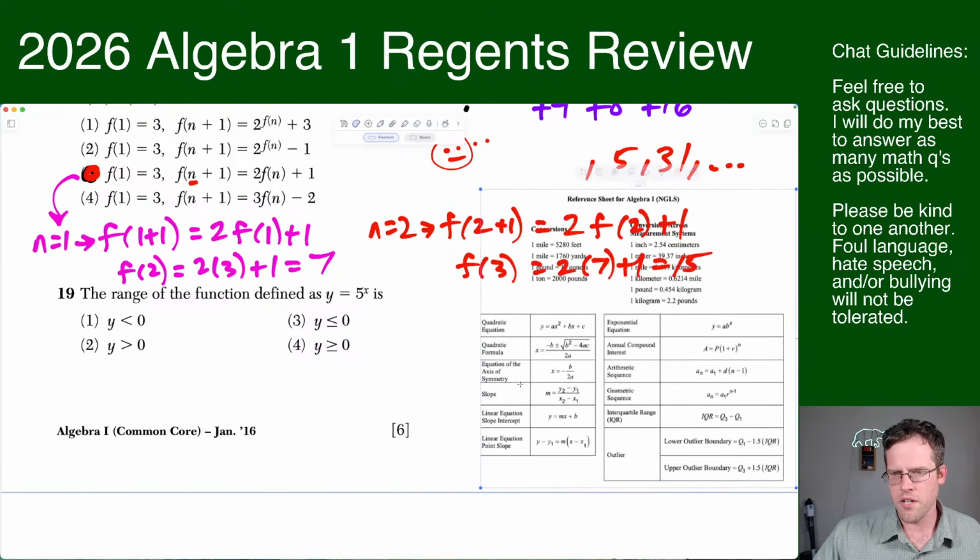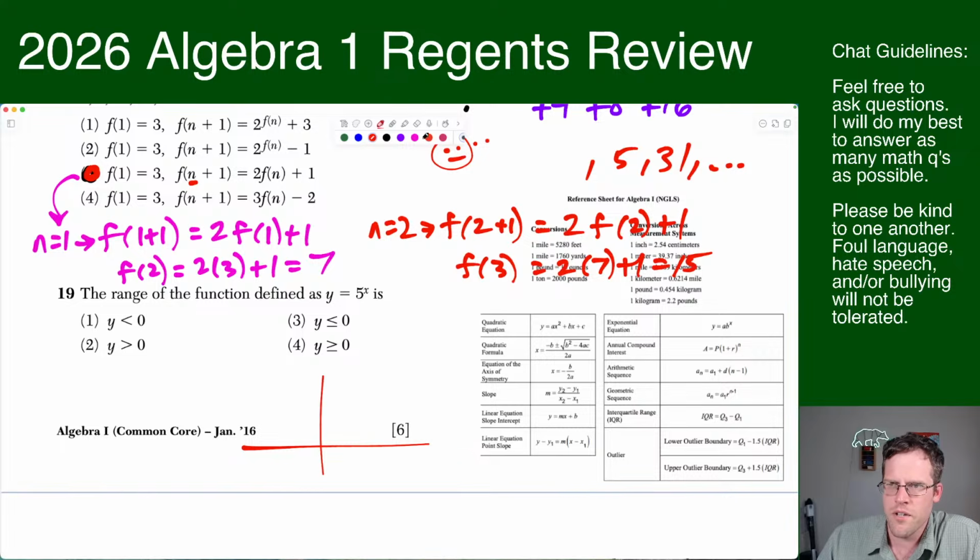All right, the range of this function. This one might be a little outdated, not going to lie, but it's still good to see. An exponential function like this, y equals 5 to the x, we could type in the calculator. It's going to look something like this.